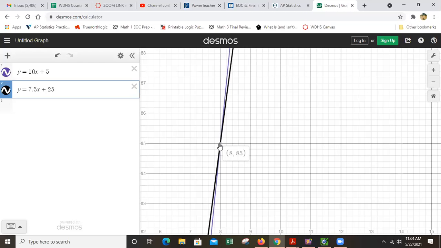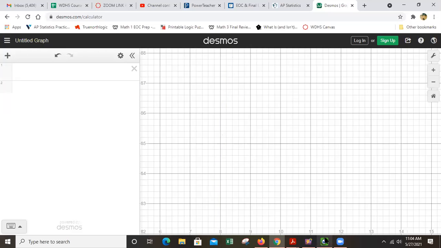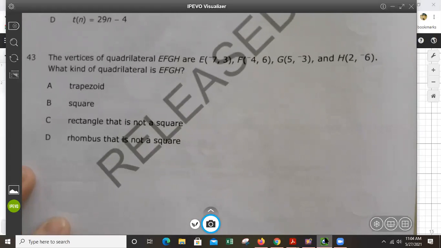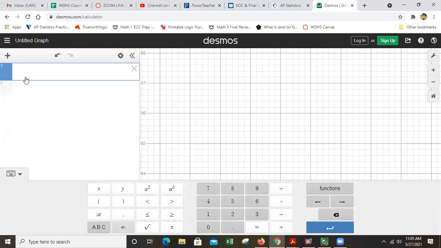Just flipping through just to see a couple more. Look at 43. I'm going to use 43 on Desmos. All right. So 43 says the vertices of a quadrilateral EFGH have those coordinates. What kind of quadrilateral is EFGH? So I'm actually going to go back to Desmos and graph those. Okay, you have graph paper, but you don't really need it on this one.